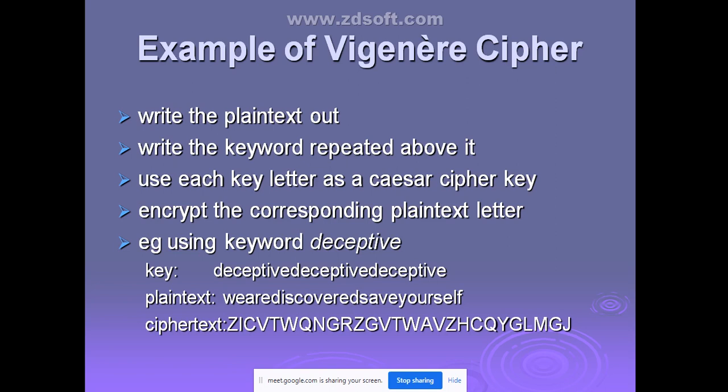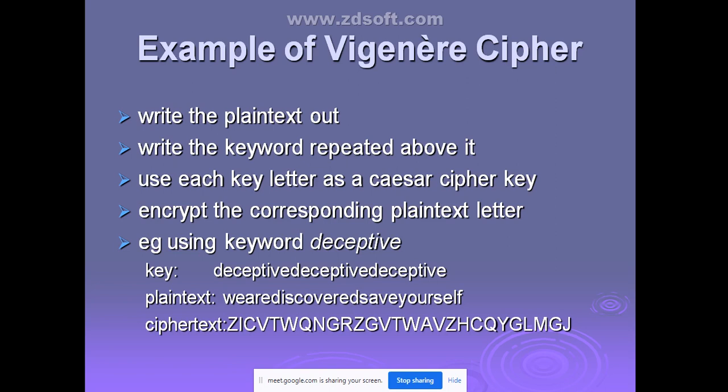So what does the Vigenère cipher do? It writes the keyword repeatedly until it covers all the plain text values. See here, the key "deceptive" has been written repeatedly until it becomes the same length as your plain text. To get the cipher text, we are writing the same keyword repeatedly.